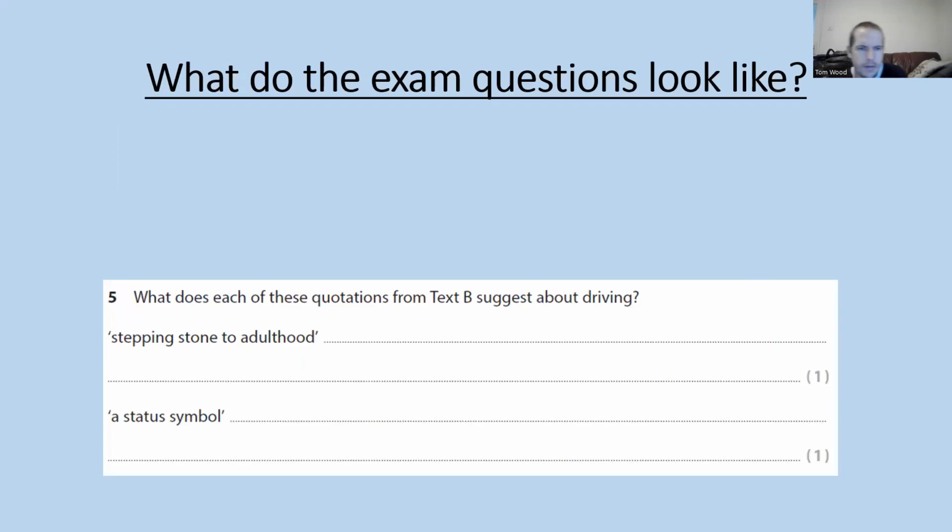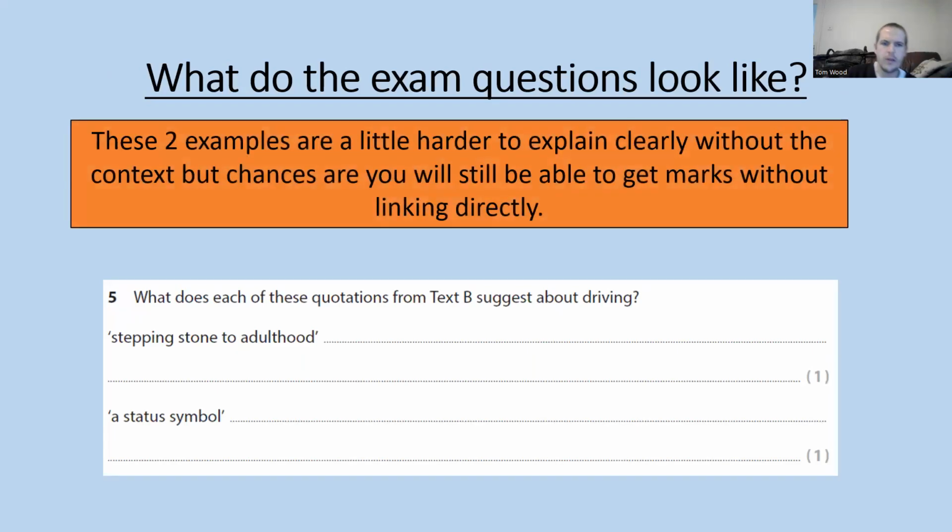So we've then got another example here. What does each of these quotations from text B suggest about driving? These two examples are a little bit harder to explain clearly without the context, but chances are that you'll still be able to get the marks without linking it directly. But again, with these, having the direct link can make it a lot easier.